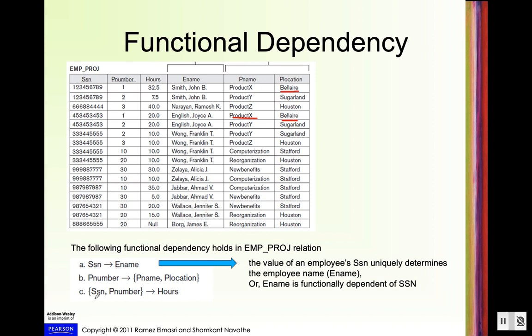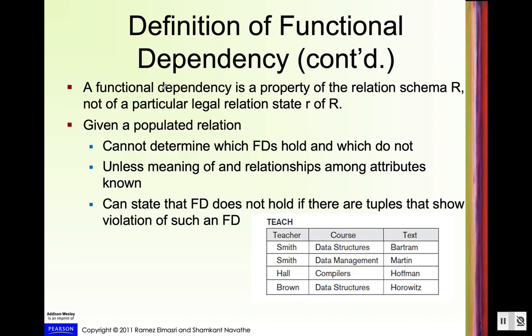So a functional dependency is actually a property of relation schema R. It's not actually a property of a particular relation state of R. So generally we cannot find, what that means is that we are not going to determine the functional dependency from a relation state. We are going to determine the functional dependency from a relation schema R.